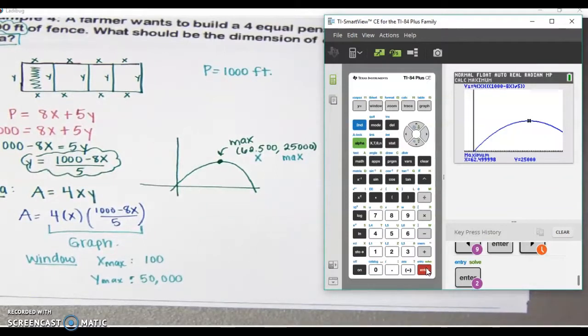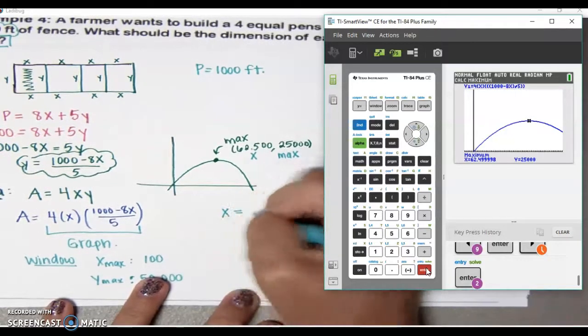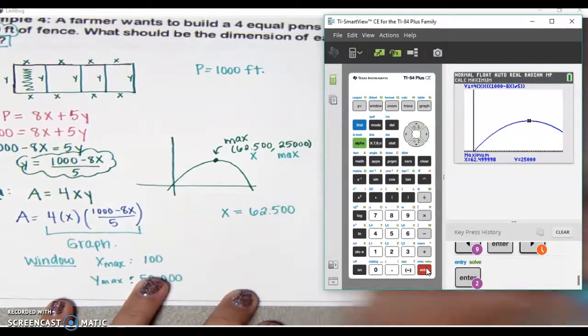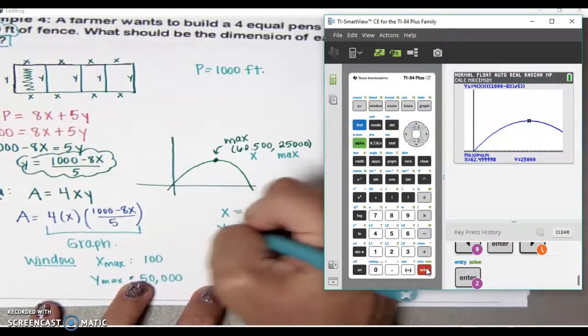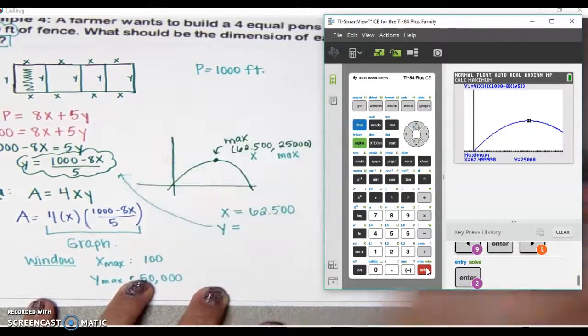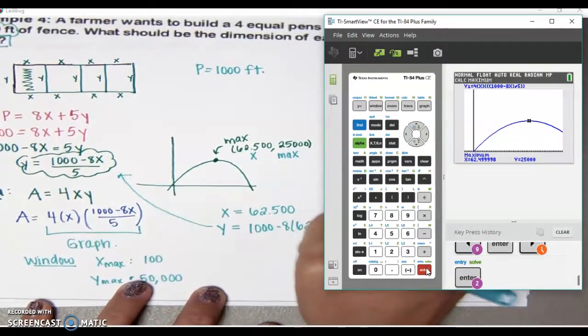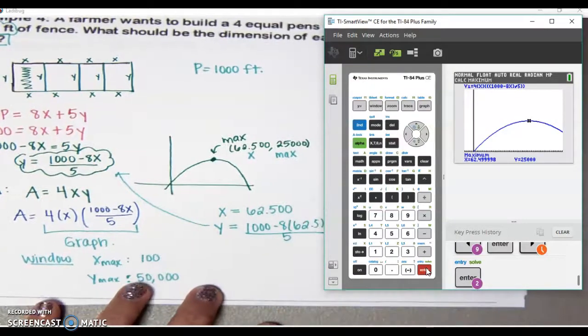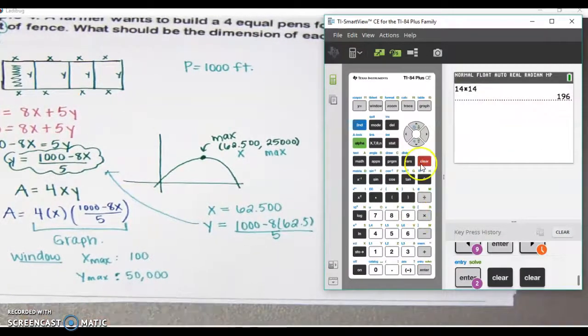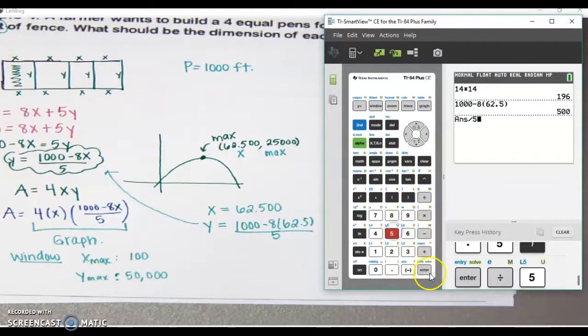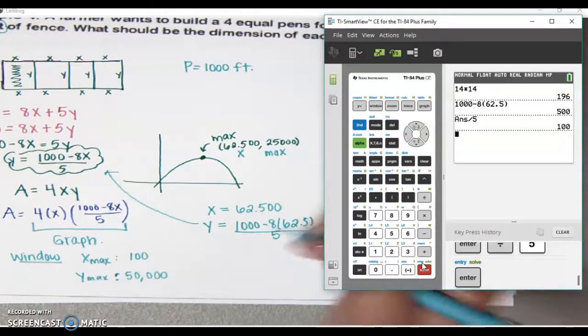It says, what should be the dimensions of each pen? So we really need X and we need Y. Well, X we said is 62.5. To get Y, we're going to plug into that formula that we made here. So we can just do that on the regular calculator part. So that should give us 100.